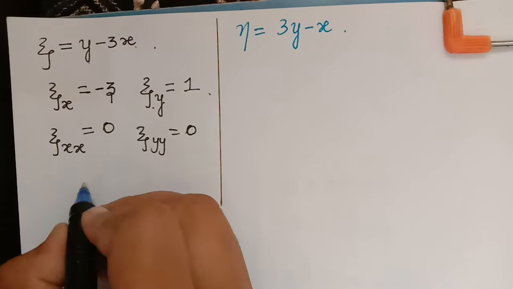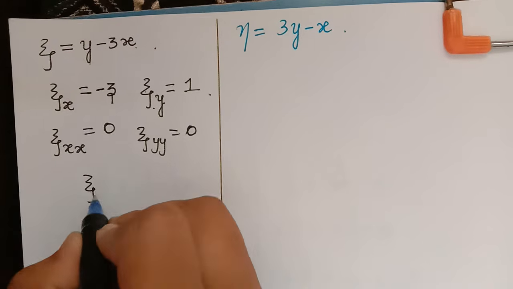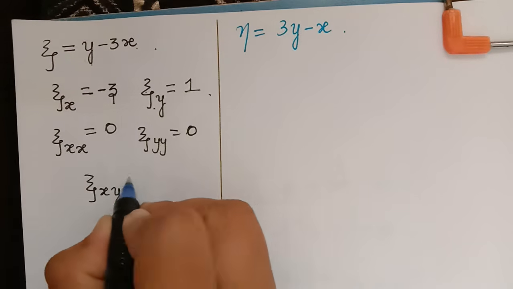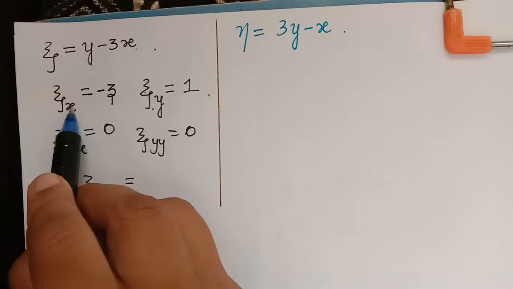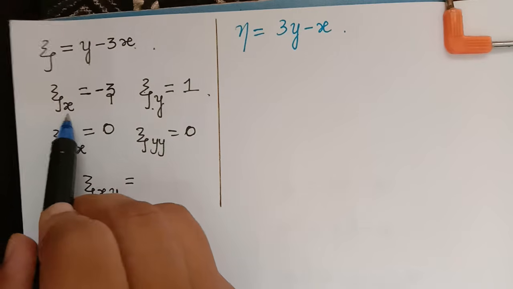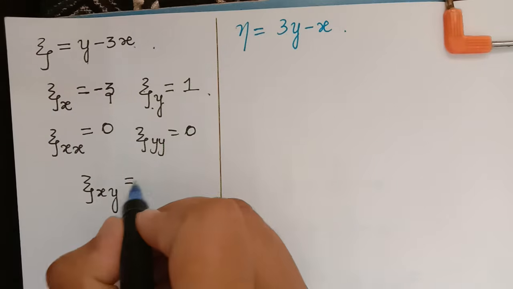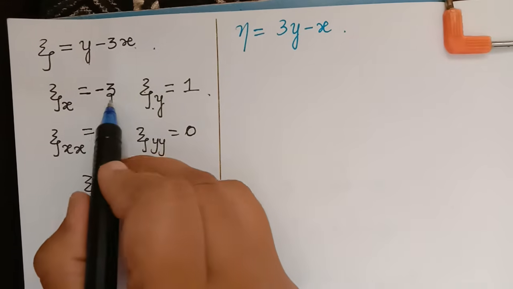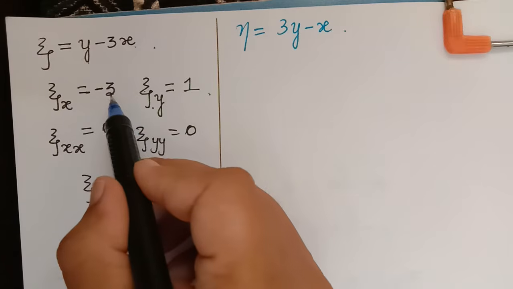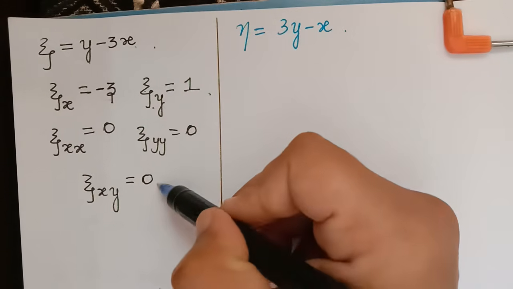And then in the formula we also have ξxy. That is, we have to differentiate ξx with respect to y. So this one, when we differentiate with respect to y, again this will also be 0, because anyway this is a constant. So when we differentiate a constant, it's going to become 0 only.